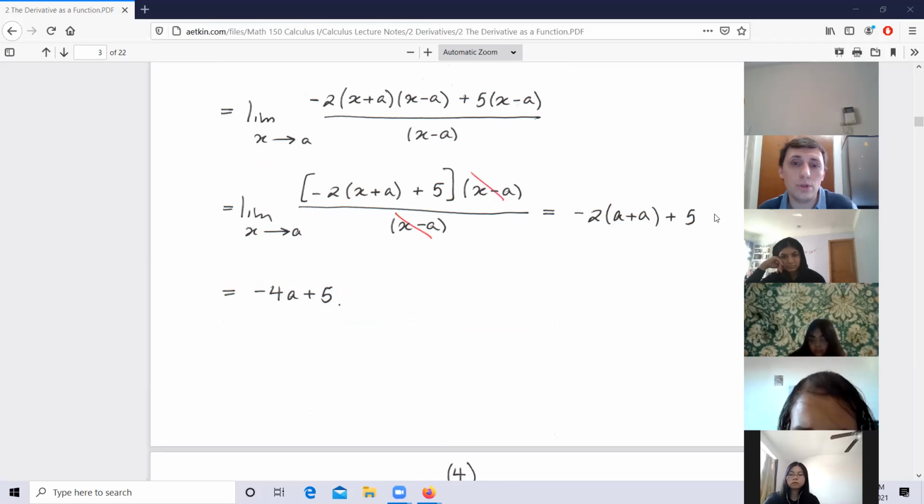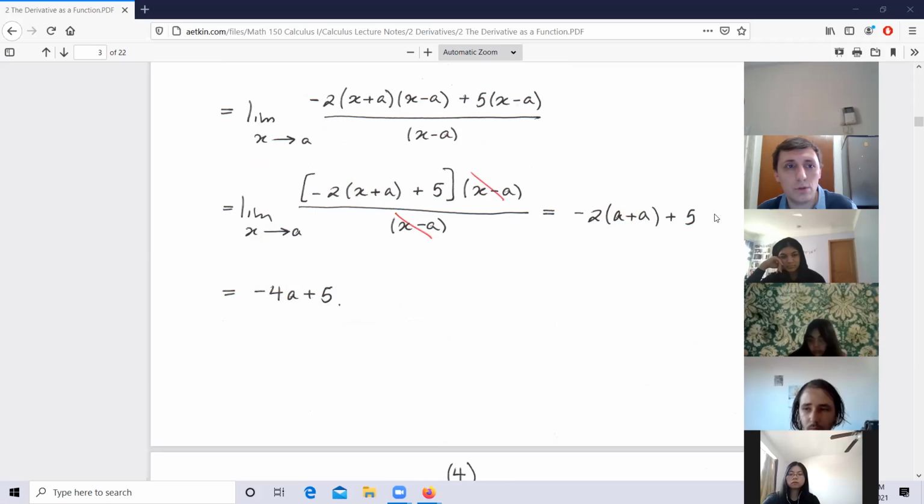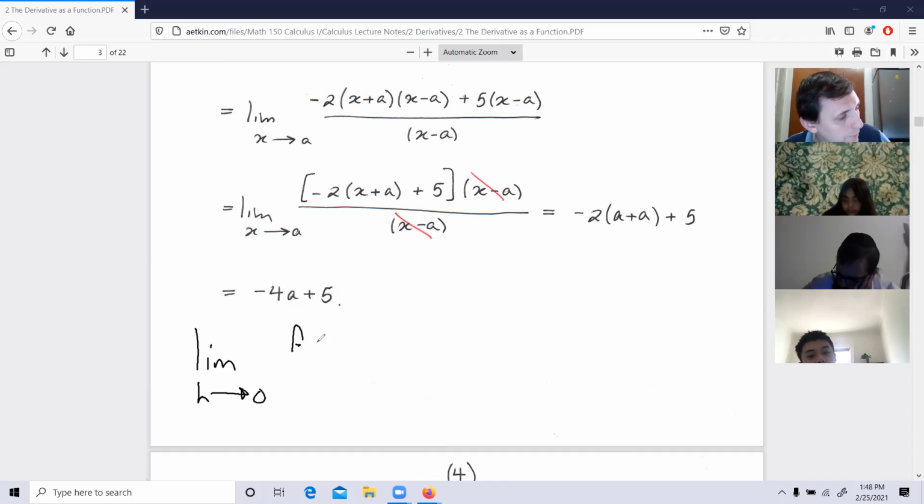Now, would you try? It's good, just one experience. Try to do the same thing, but use the other formula. Do you remember the other formula? It's just this. Notation 2 is to calculate the limit as h goes to 0 of f of a plus h.